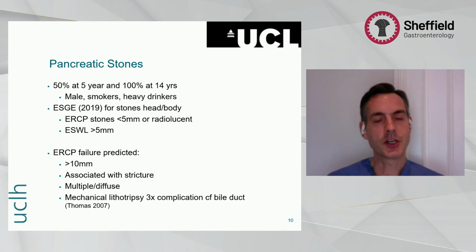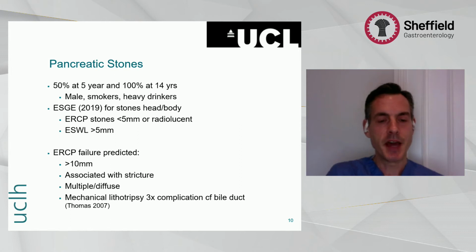You can probably predict that your ERCP will fail in terms of retrieving stones if the stone's bigger than 10 millimeters. Obviously, if there is a stricture downstream of the stone, as is very often the case, then you're probably going to fail to retrieve that stone unless you've already remodeled the stricture. If you've got multiple stones or diffuse disease, also be very aware of the potential complications. So the tricks and tips that we use in the bile duct to retrieve stones generally don't apply in the pancreas in anything like the same way.